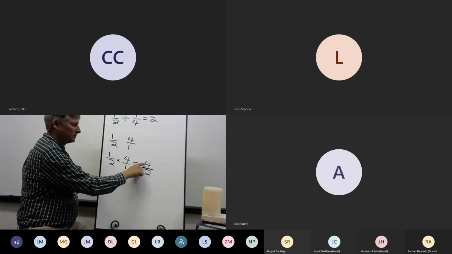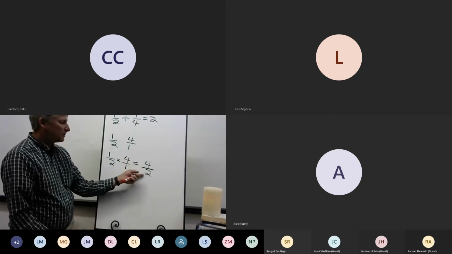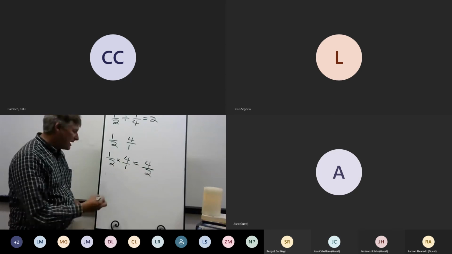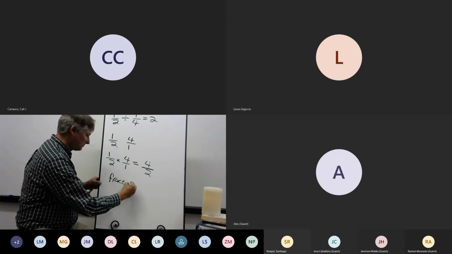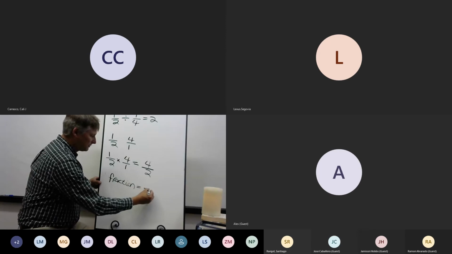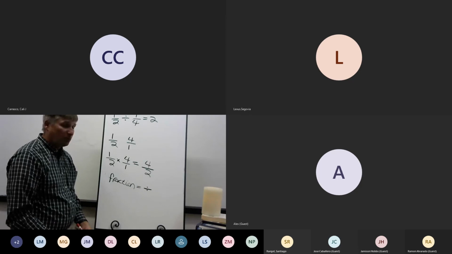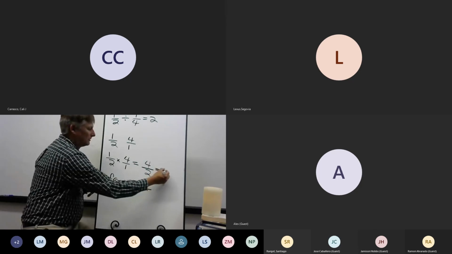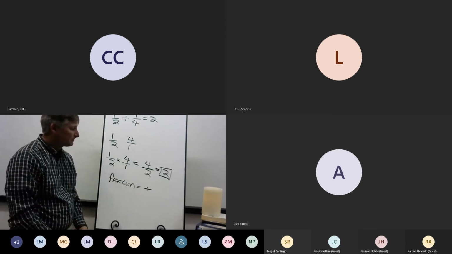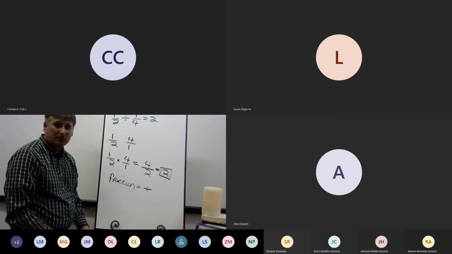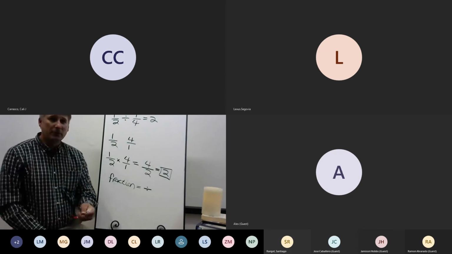We just multiply across. So 1 times 4 is 4. 2 times 1 is 2. And this is 4 divided by 2. Again, fraction equals division. So 4 divided by 2 is going to give us 2. So that's how we're going to divide fractions. Any questions about that? We'll do another example.